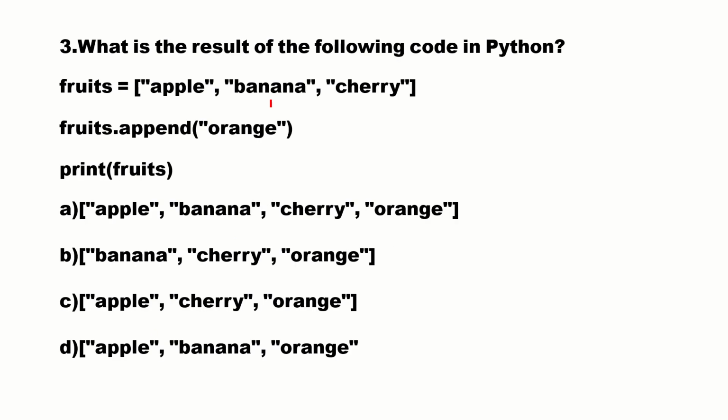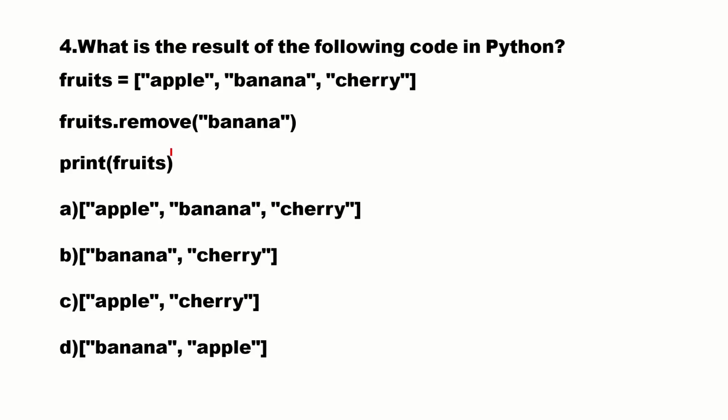Next question, what is the result of the following code in Python? See, in this they ask you to use the append method. So what is the use of the append method? Append method means it adds an item to the end of the list. So this is the given list, apple, banana and cherry, and they are asking you to append orange. That means orange is added to the end of the list. So the correct option is option A.